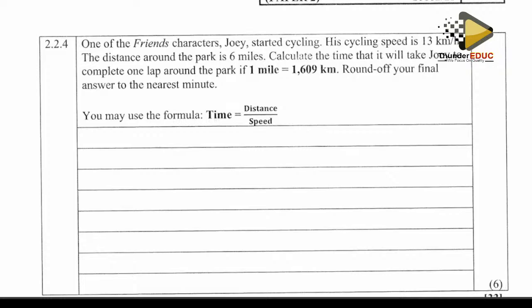Now we are looking for time. What we have, take note, the speed that we have, 13 kilometers per hour. The distance is 6 miles. These two cannot marry. One has to change, one has to be converted so that they become compatible. Now we shall change the mile. Why? It's easier because the speed is already in kilometers per hour. So what we're going to do, we shall ask ourselves, if 1 mile is 1.609 kilometers, what about if we have 6 miles?